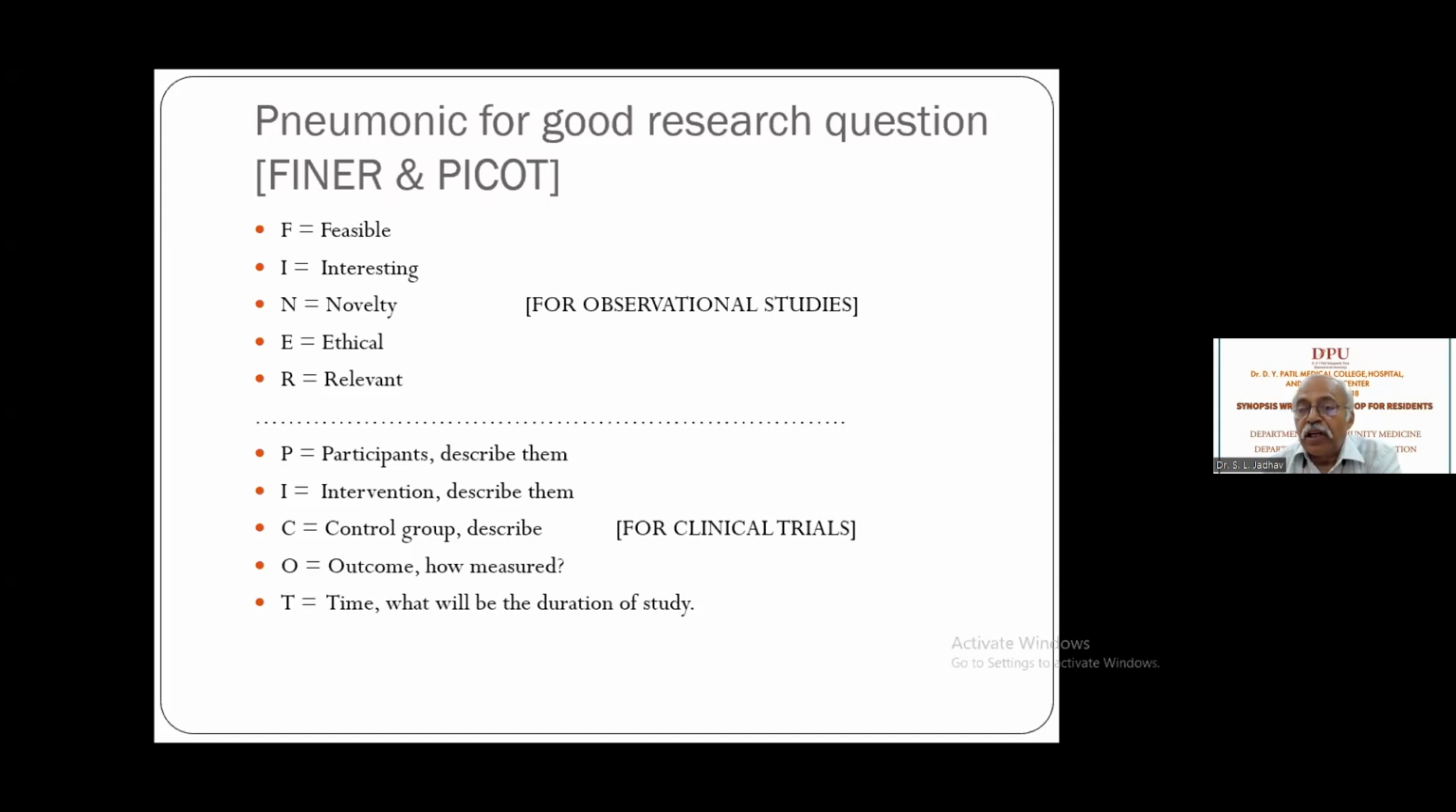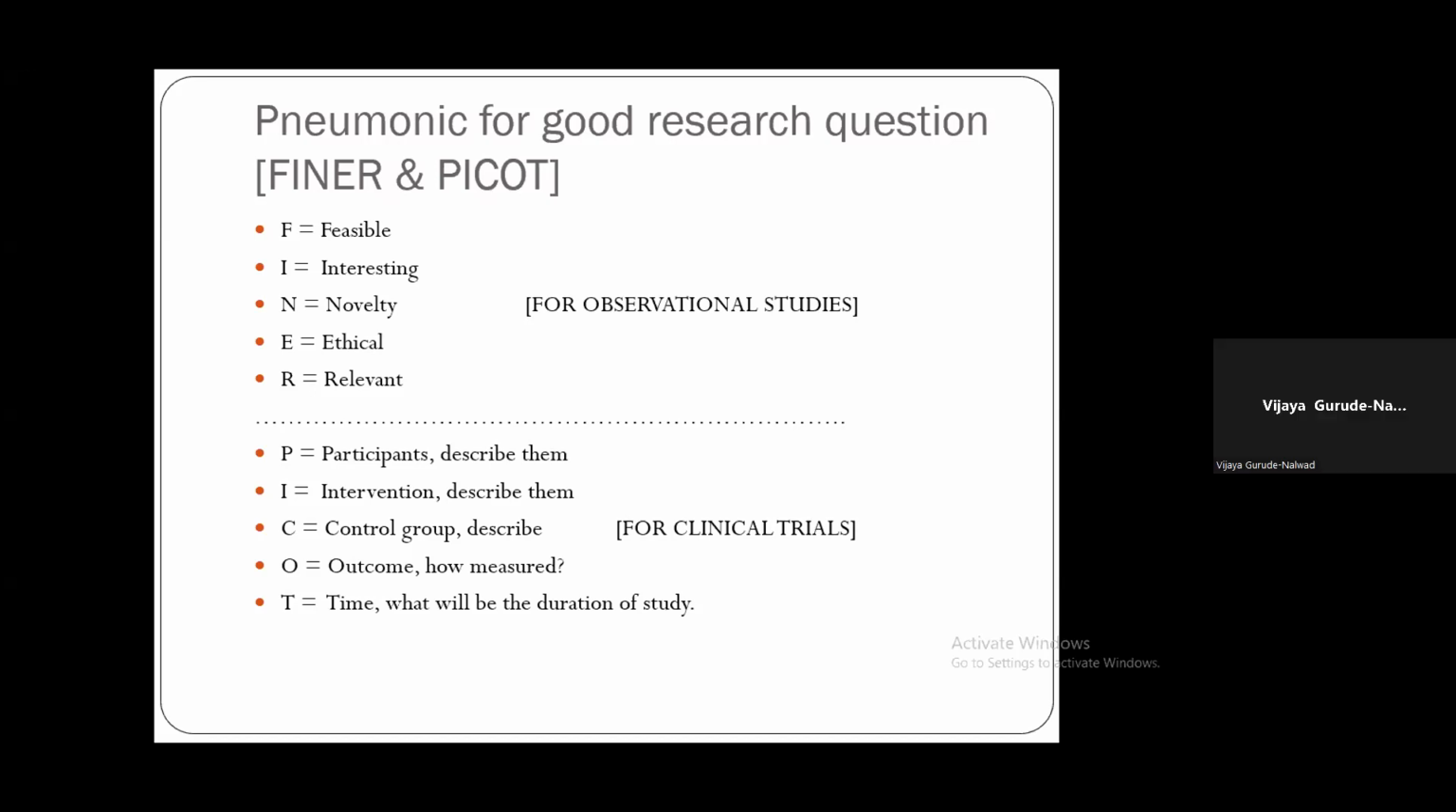P: when you think of the research question, who will be the participants? Describe the participants subsequently in your material and methods. As I said, when you think of the research question, you have to think through into the next section also. Who will be the participants? I: What would be the intervention? New drug or new procedure or new surgery? You have to describe that in detail.